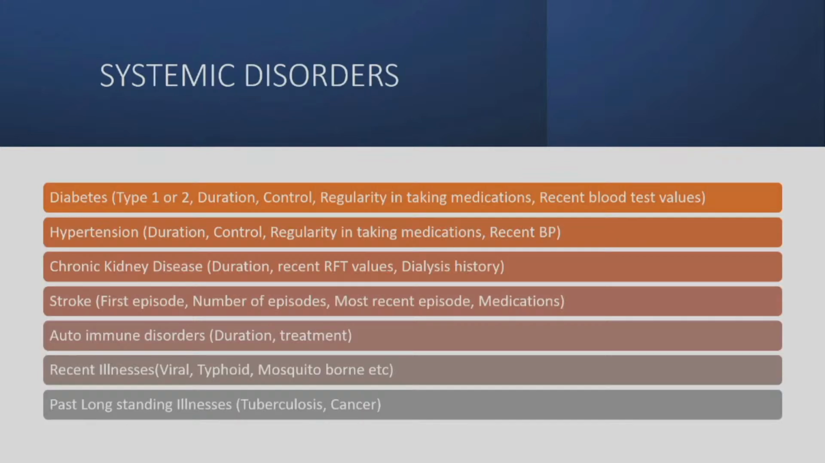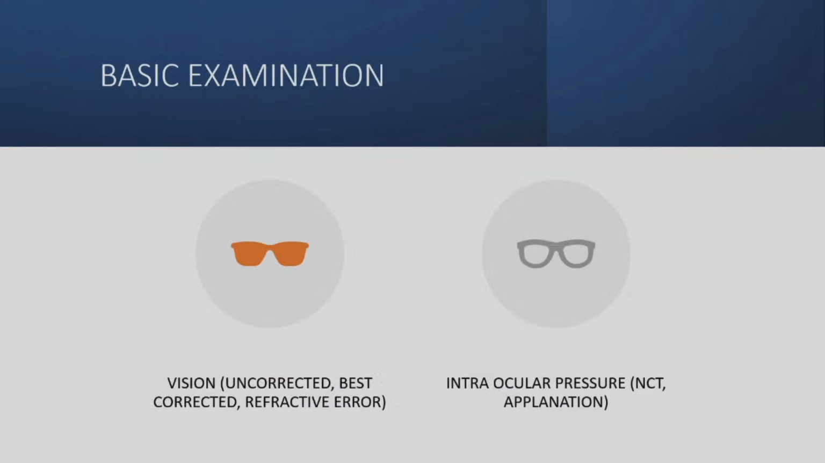Now coming to the basic examination. For any patient in a long case, you have to start with vision and NCT. Vision, you don't have to stop blindly at vision. You have to start with the uncorrected vision, the refractive error. In case you are doing a long case, it can include a straight retinoscopy, and the best corrected visual acuity.